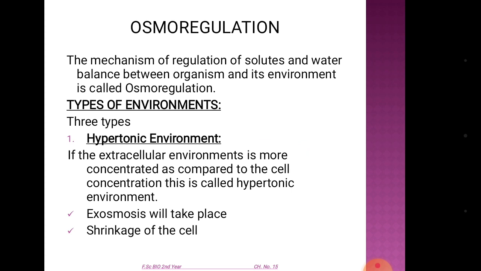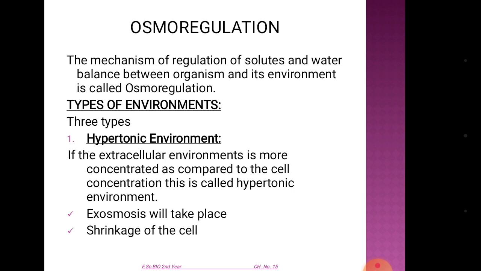Types of environment in which we can observe different concentrations. There are usually three types of environment. One is the hypertonic environment, second is the hypotonic environment, third is the isotonic environment. A hypertonic environment is defined as one in which the extracellular environment is more concentrated as compared to the cell concentration. This is called the hypertonic environment.